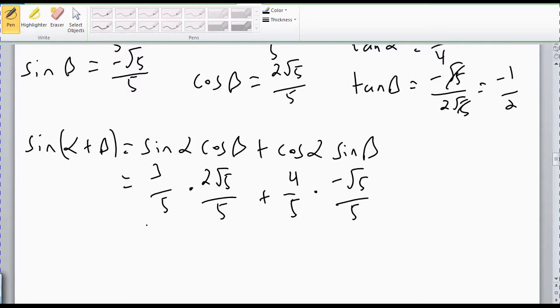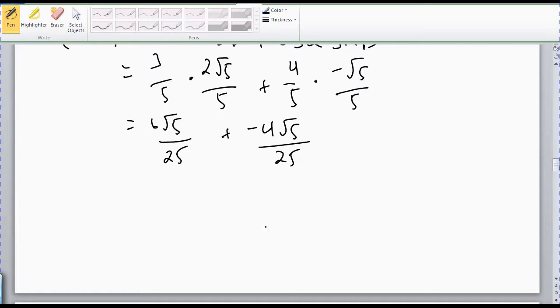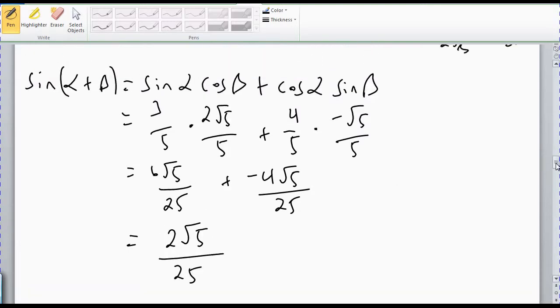And then let's clean this up. 3 times 2 is 6 square root of 5, and 5 times 5 is 25. 4 times negative square root of 5 is negative 4 square root of 5 over 5 times 5 is 25. Since we have common denominators, we're going to write that as 6 square root of 5 minus 4. 6 square root of 5 plus negative 4 square root of 5 is 2 square root of 5 when you combine like terms over 25. We're done with that one. That's our sine alpha plus beta.